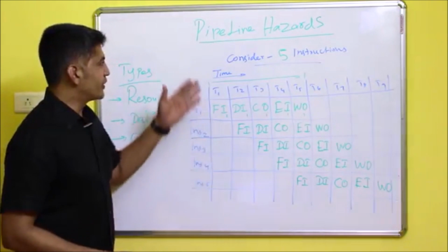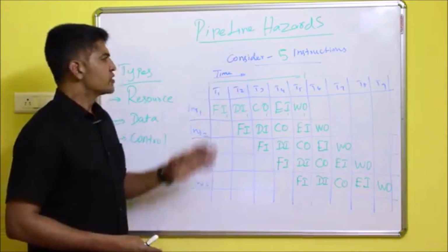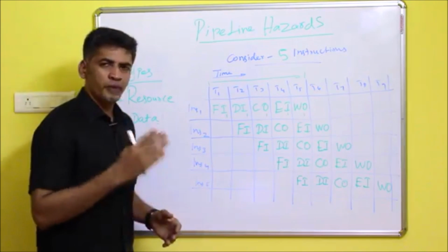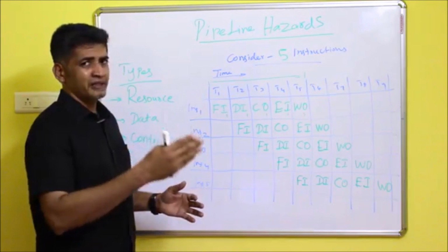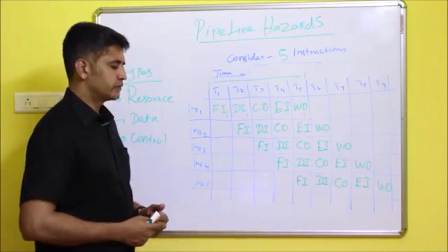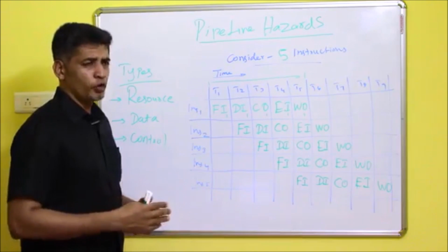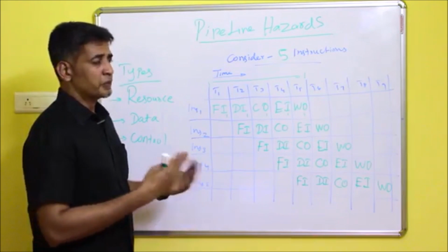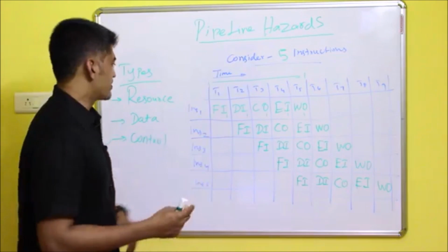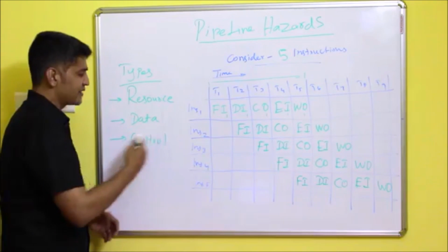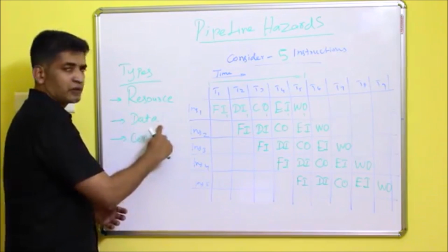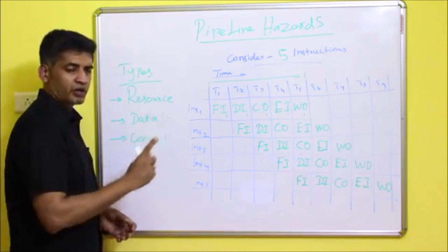Hi friends, in this video we are going to discuss pipeline hazard. A pipeline hazard is a difficulty in the pipelining concept. The pipelining concept has many advantages in improving the performance of the processor, but at the same time it has some difficulties. There are three types of hazards related to the pipelining concept: one is the resource hazard, the second is the data hazard, and the third is the control hazard.